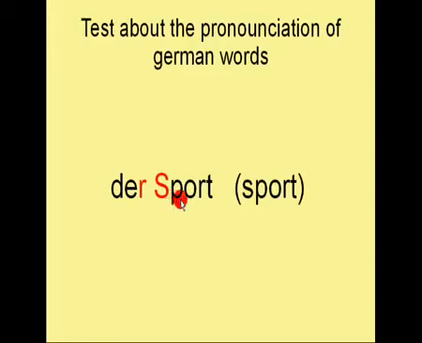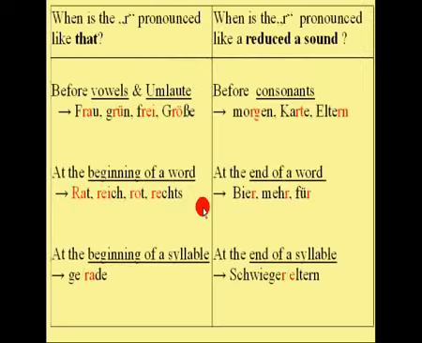The P is pronounced like in German, the O is pronounced like in German, but then again the R is never pronounced like in German. And then again here is the question, in which way is it pronounced? Because if you remember from my other videos, the R can be pronounced in two different ways. So how is it pronounced in this case? In this case, it's at the end of a word, and therefore it's pronounced like a reduced R sound.